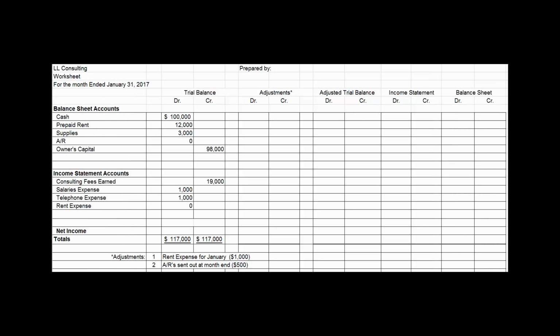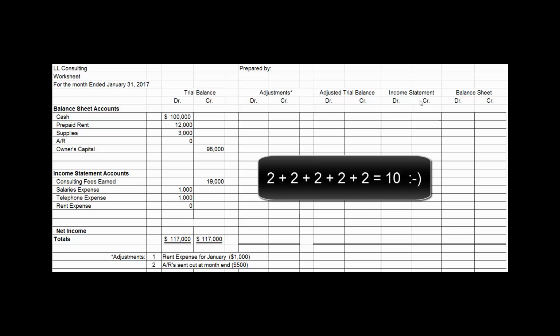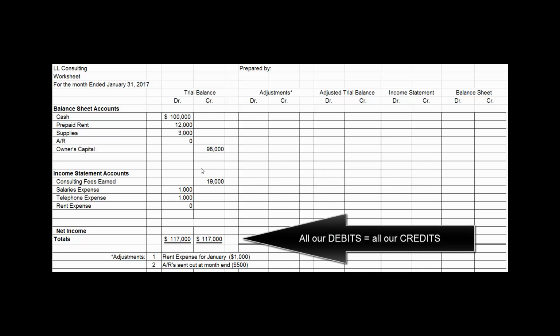So it's called a 10-column worksheet because we've got 2 columns for the trial balance, 2 for the adjusting entries we're going to make, 2 for the adjusted trial balance, 2 for the income statement, and 2 for the balance sheet. That gives us a total of 10. And in the first 2 columns, you see our familiar trial balance, which we create in step 4 of the accounting cycle.